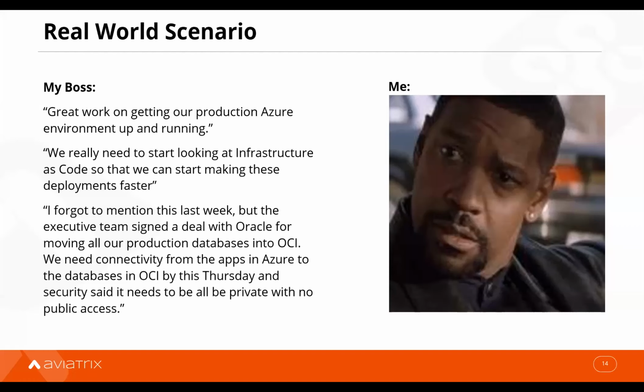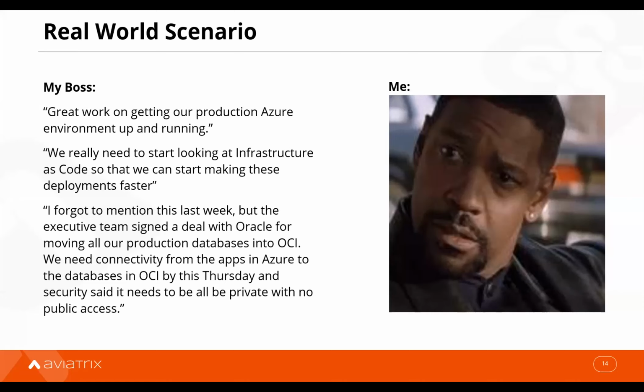I mean, that's a lot of the reason why organizations are looking at IaC, so that they can figure out how do we keep pace with cloud and take advantage of all the cloud services. So how do we do these things much faster? And oh yeah, by the way, the executive team made a deal with Oracle last week, and we're moving all of our production databases into OCI. So we need connectivity from everything that was just built in Azure to the OCI databases.